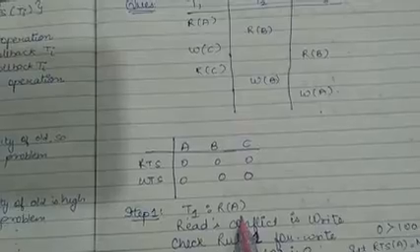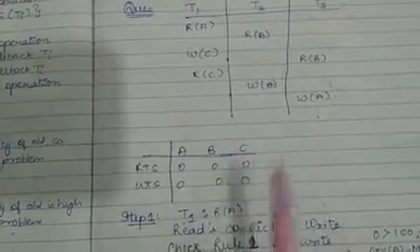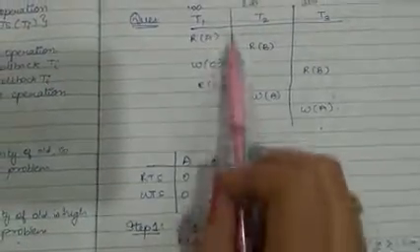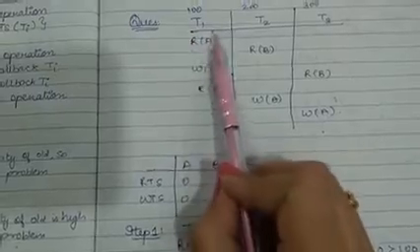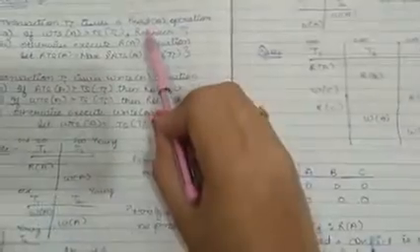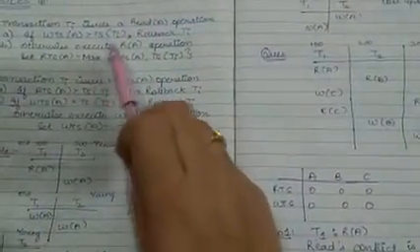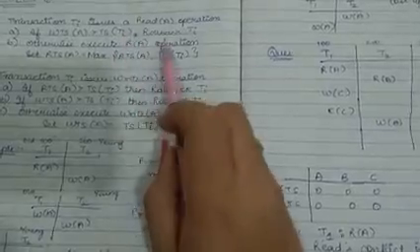So T1 reads A. So there is a read conflict check, but this is my oldest transaction, so I won't be considering this. According to rule 1, transaction T1 issues a read A operation: if WTS(A) is greater than TS(T1), then roll back T1.